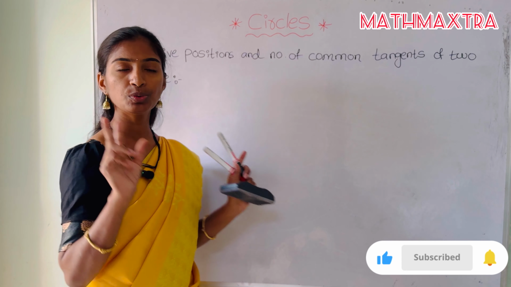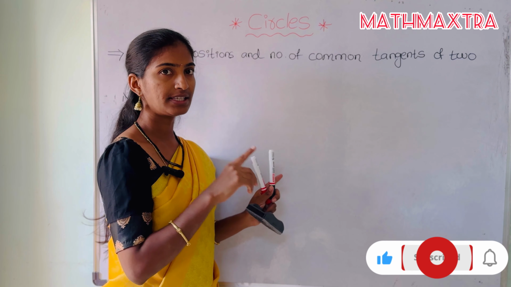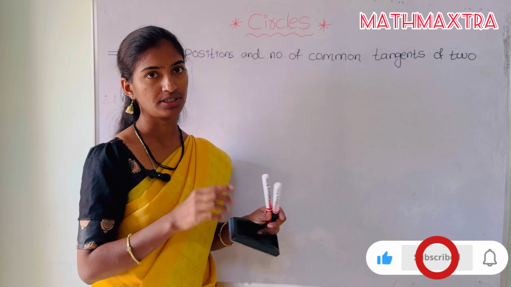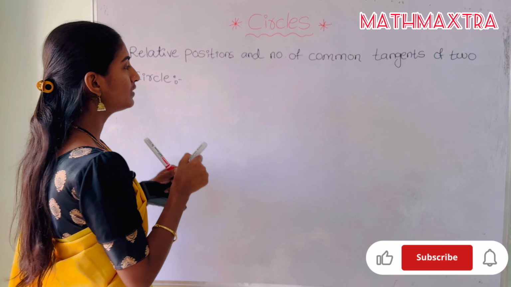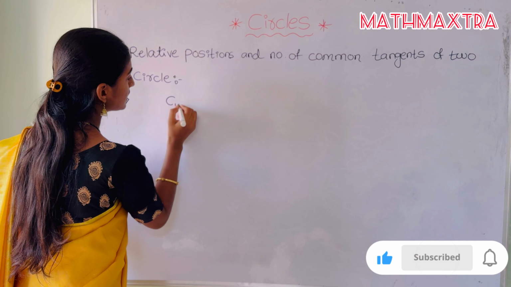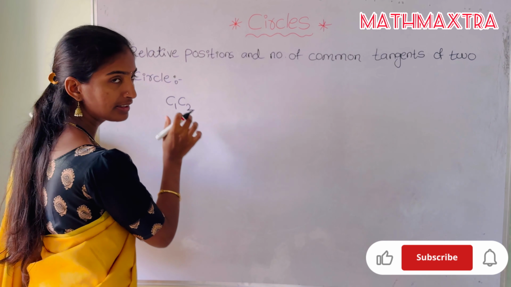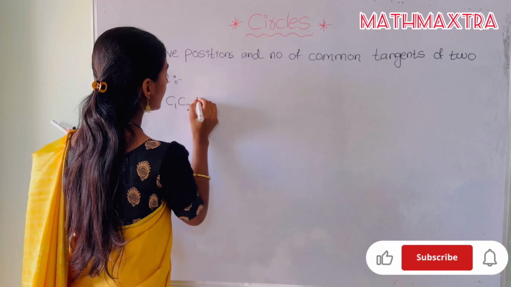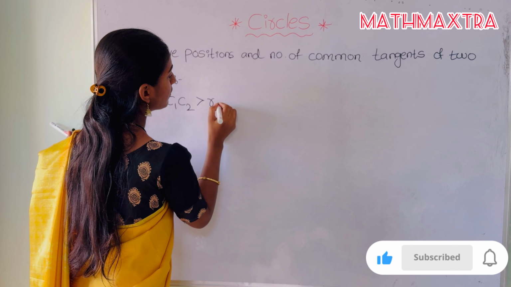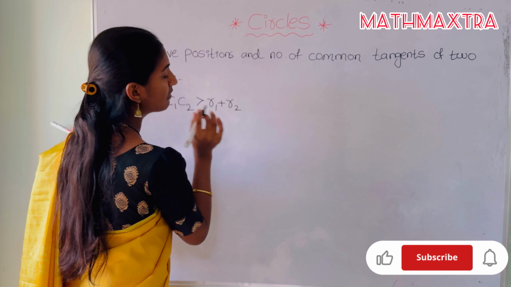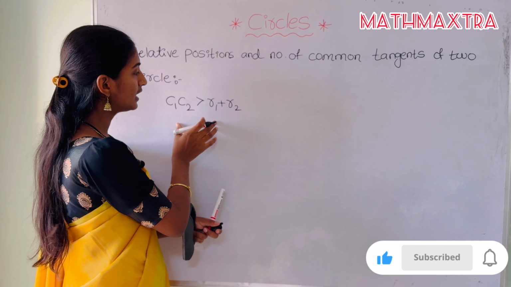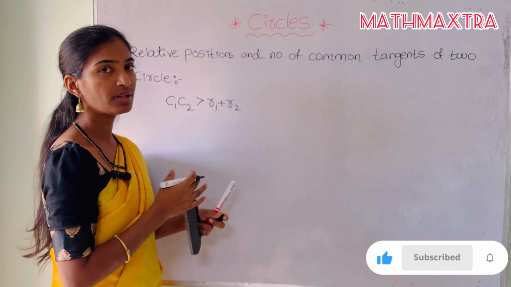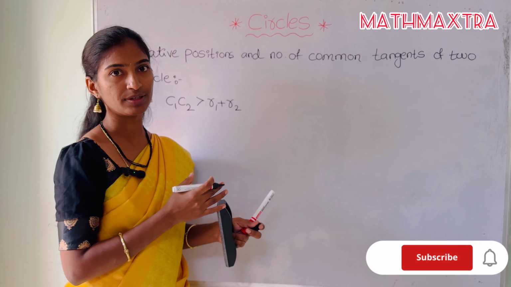Okay, so the first condition is: consider two circles with centers C1 and C2 and radii R1, R2 respectively. Now, if the condition is C1C2, which is the distance between the two centers of the circles, is greater than the sum of the two radii, R1 plus R2, we have to observe how the position of the circles will be.